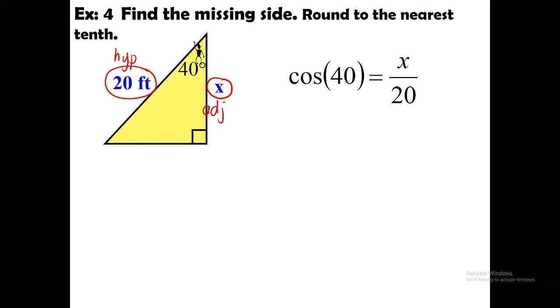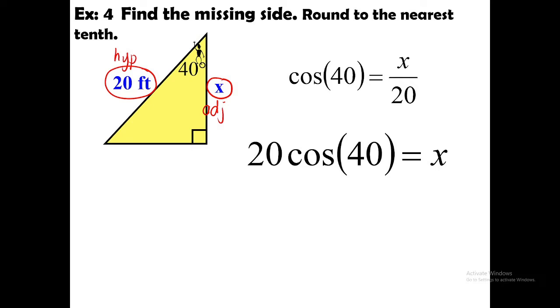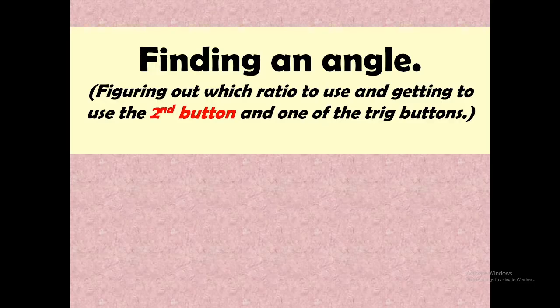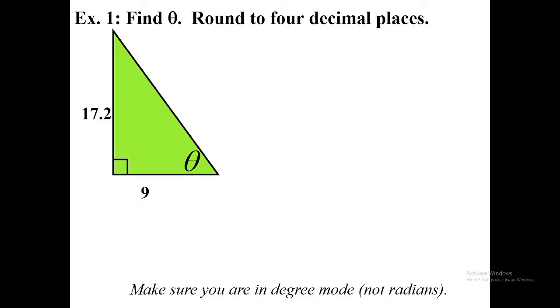Cosine. So cosine 40 is equal to x adjacent over the hypotenuse 20. Multiplying both sides by 20, you will get x is equal to 20 cosine 40. Calculate this, please. How much is 20 times cosine 40? 15.3. 15.3 feet for this. Okay? Let's have finding an angle. Again, finding an angle. Let's have this one.